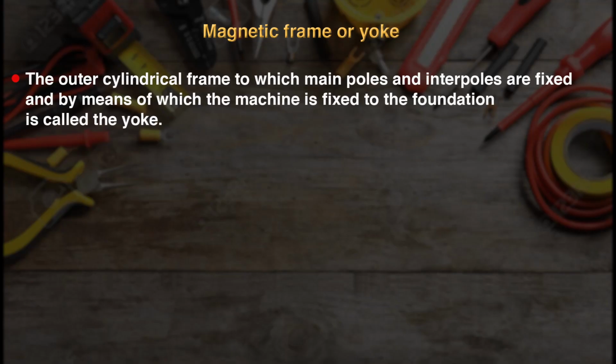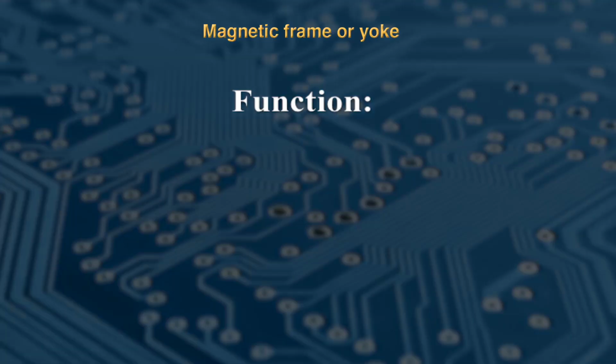Now we have to understand what is the magnetic frame or yoke. The outer cylindrical frame to which the main poles and interpoles are fixed, and by means of which the machine is fixed to the foundation, is called the yoke. Now we have to see what the functions of the yoke or magnetic frame are. The functions of the yoke are as follows.